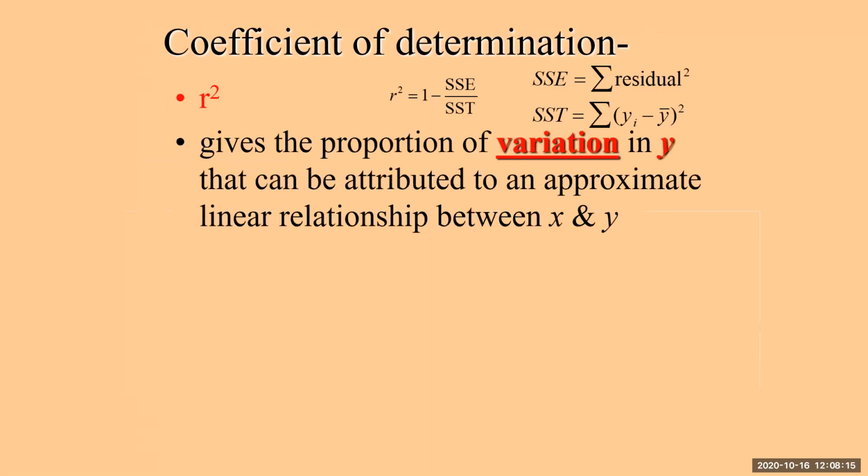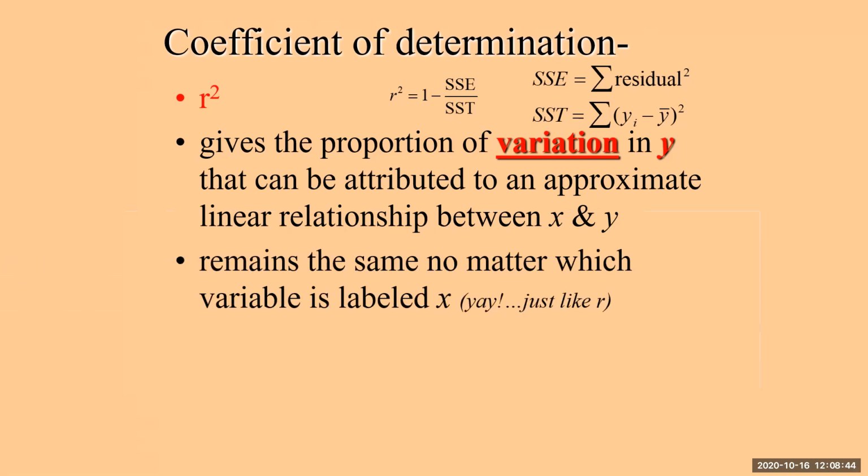Coefficient of determination is labeled r squared, and it gives the proportion of variation in y that can be attributed to an appropriate linear relationship between x and y. Notice the formulas here relate to standard deviation, which in a way describes how variable a data set is. So the keyword with coefficient of determination is that it describes the variation between your x's and y's. It remains the same no matter which variable is labeled x. Even if I swap x and y, your r will stay the same, and if r stays the same, r squared stays the same.